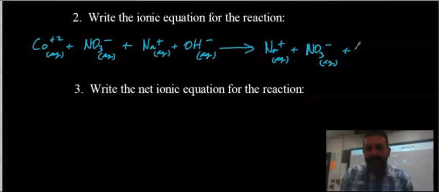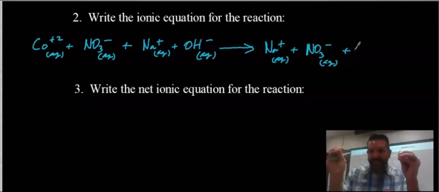Now, what do you notice about the cobalt-2 hydroxide? Is it aqueous? Is it soluble in water? So things that are soluble in water, we show them dissociated, separated as ions. Things that are insoluble in water, meaning they don't dissolve. If they don't dissolve, they don't dissociate.